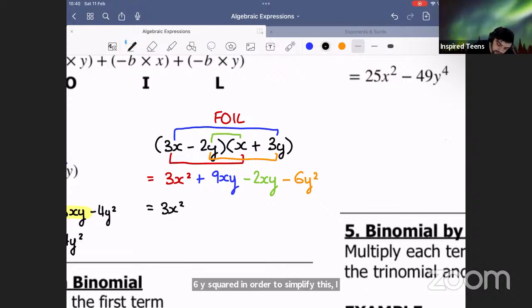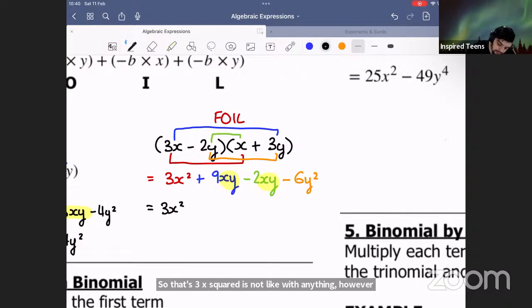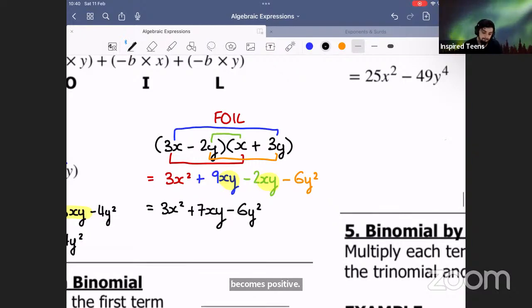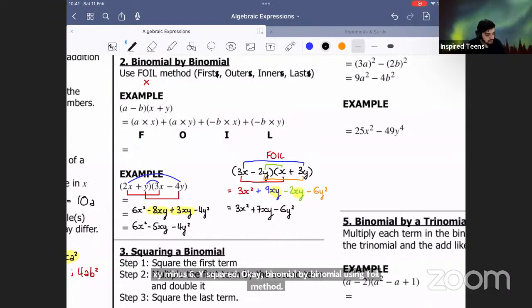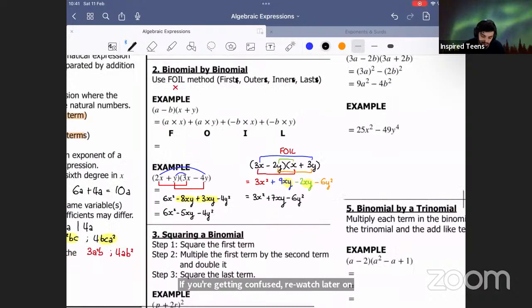In order to simplify this, I simplify my like terms. So that's 3x squared is not like with anything. However, xy and xy, those two are like. So 9 minus 2, that becomes positive 7xy minus 6y squared. Okay, binomial by binomial using FOIL method. If you're getting confused, rewatch later on to try and get that same explanation.